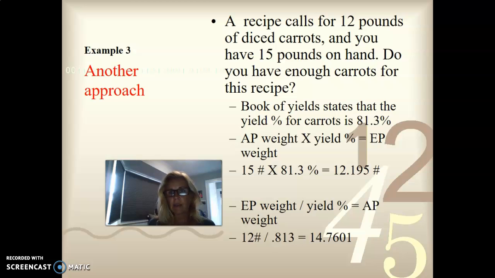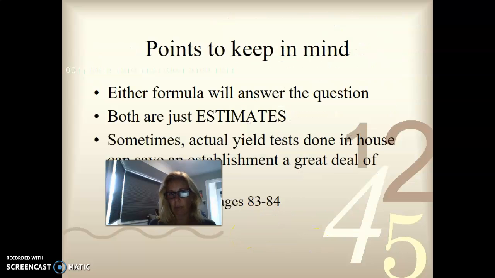Another way to look at this, if the book of yields states that the yield for carrots is 81.3, you can take it the first way we did it, or you can take the 12 pounds, the EP weight that it's called for, divide it by the yield percent, right? So EP divided by yield percent will give us the AP weight. So 12 pounds is what we need, divided by the yield percent, 0.813, tells us that we need to order at least 14.7601 pounds to end up with 12 edible pounds.